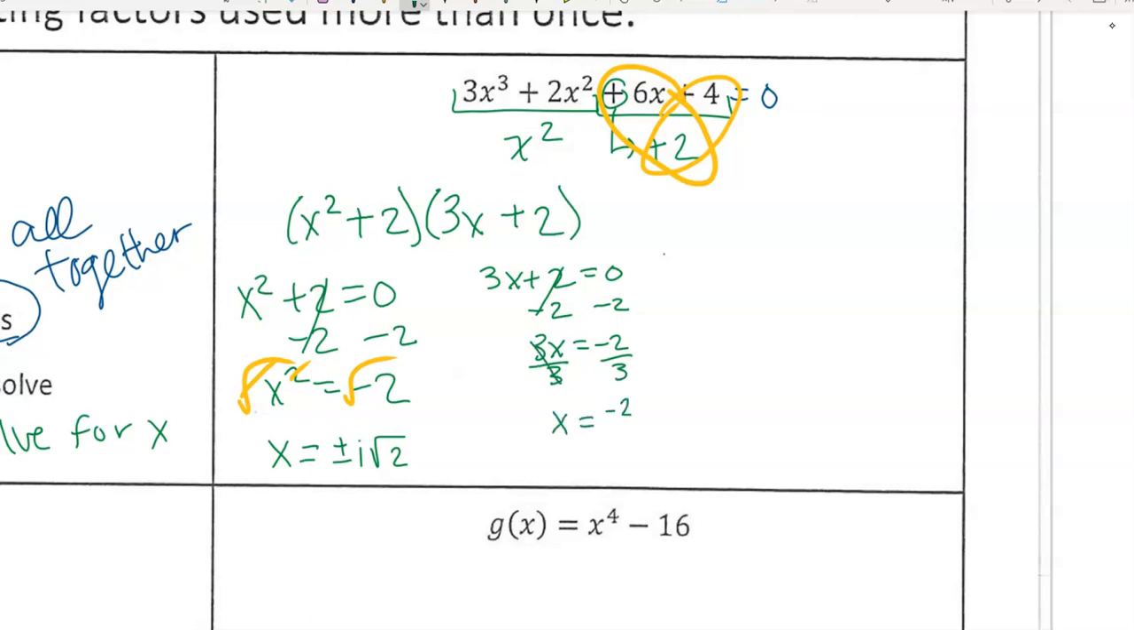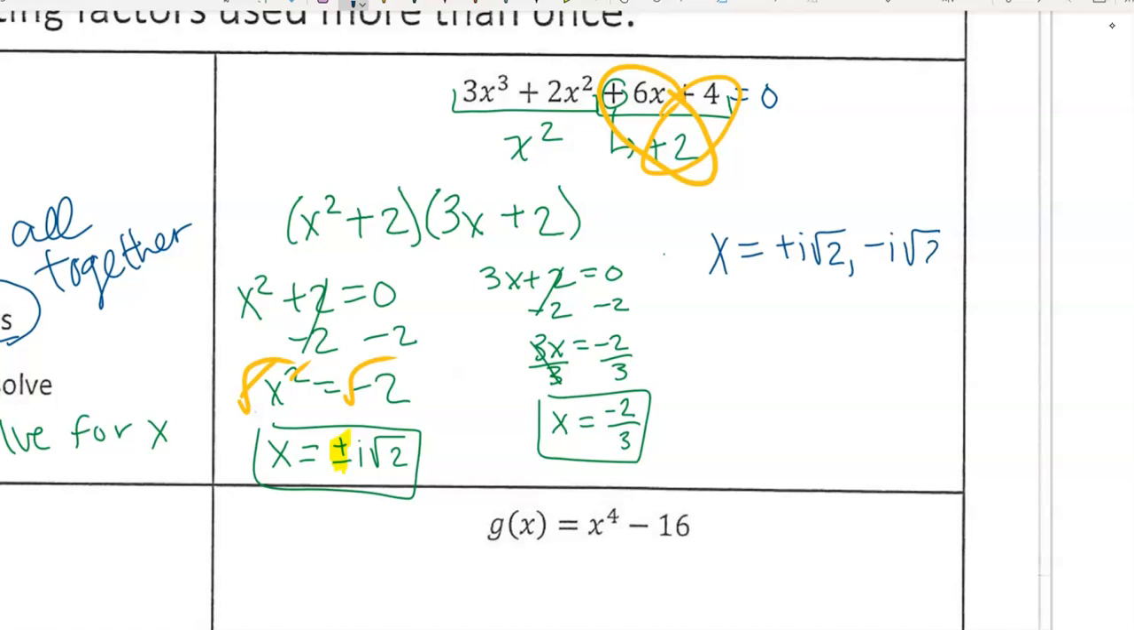All right, so now here we have x equals negative 2 over 3. Now our roots, we have 3 roots here. Even though it looks like there's only 2 here, there's 3 because on the left we have a positive i square root of 2 and a negative. So if I wanted to write my answers all together, let's not do a set, let's just say x equals positive i square root of 2, negative i square root of 2, and negative 2/3.